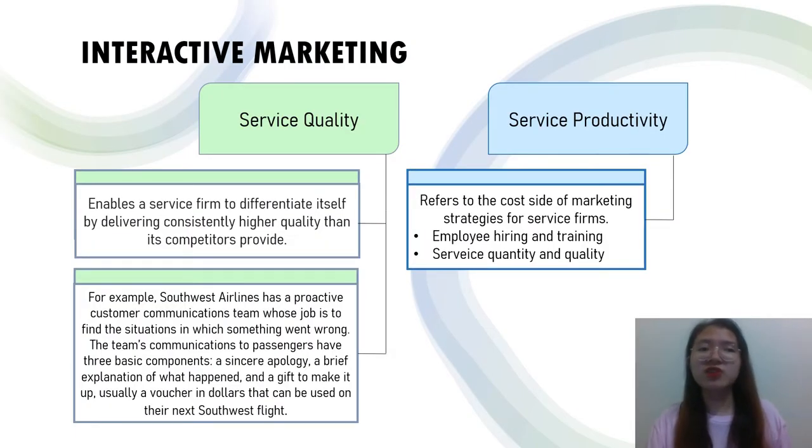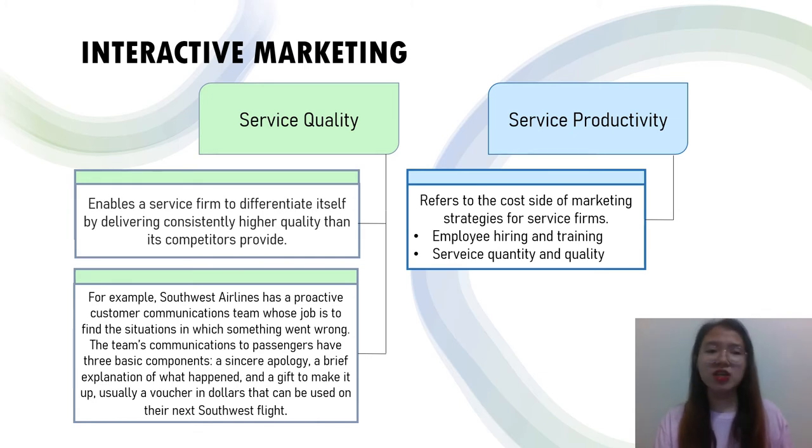The customer-driven quality movement requires service providers to identify what target customers expect in regard to service quality. Service quality is harder to define and judge than product quality. Customer retention is perhaps the best measure of quality. Service quality enables a service firm to differentiate itself by delivering consistently higher quality than its competitors provide.